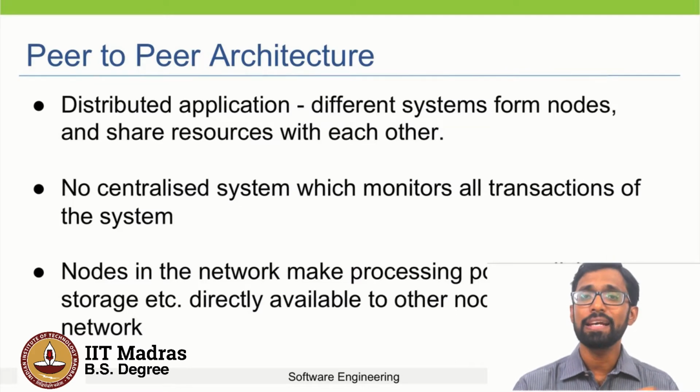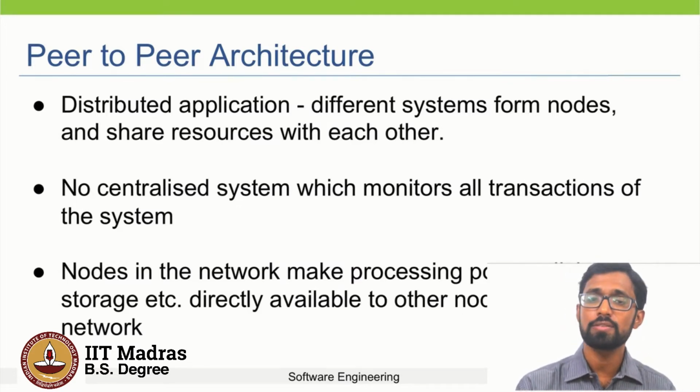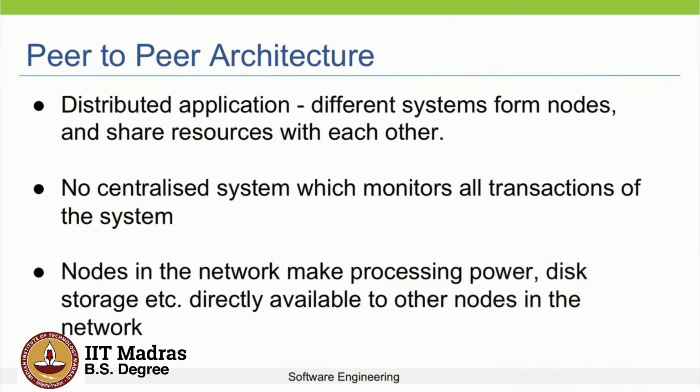So unlike a client-server model or the MVC type of architecture, there does not exist a centralized system which monitors all the transactions of the system. So nodes in the network make a portion of their resources, such as processing power and disk storage, directly available to all the other nodes in the network without the need for central coordination by servers or stable hosts.